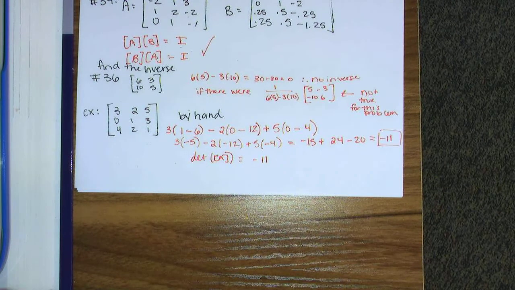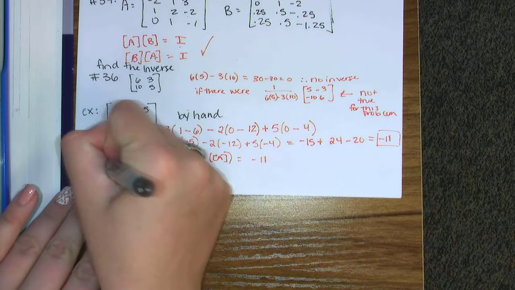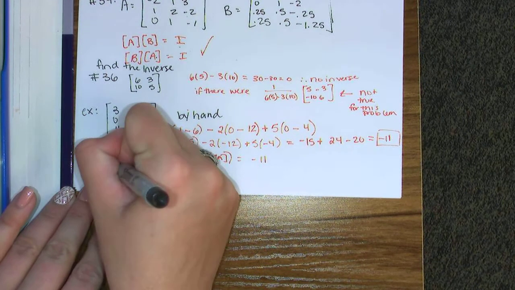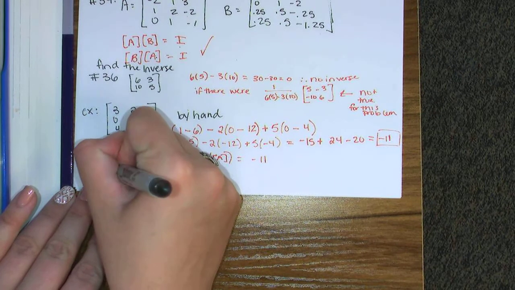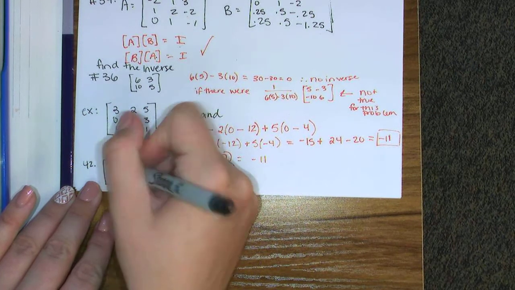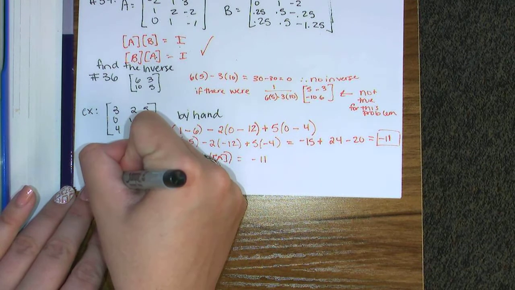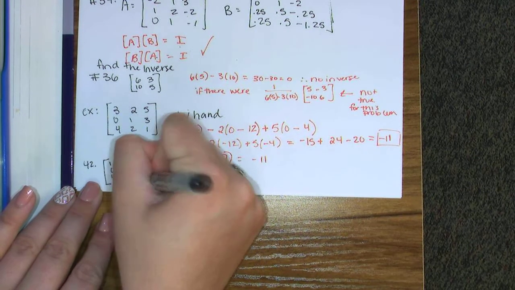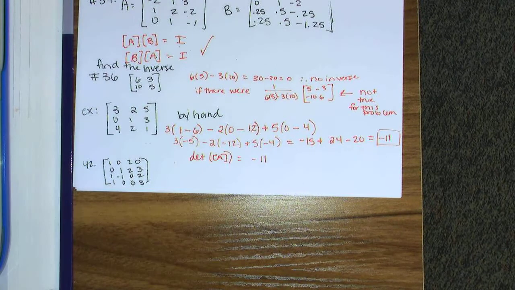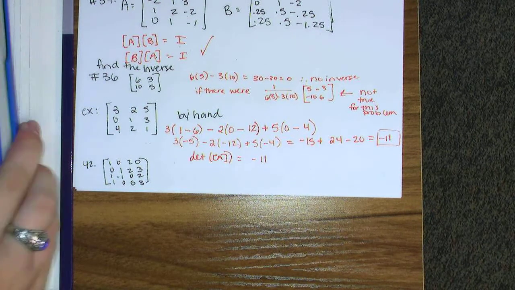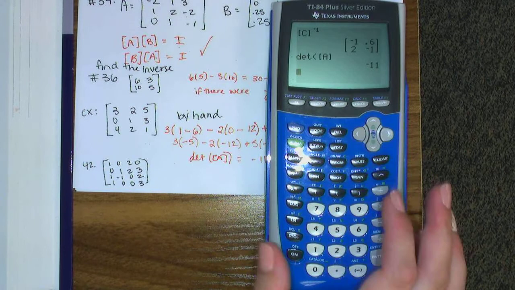So just to show you, number 42, you don't actually have one that's this hard, but number 42, the matrix is 1, 0, 2, 0, 0, 1, 2, 3, 1, negative 1, 0, 2, and then 1, 0, 0, 3. So I'm going to type this in, and I'll show you what the determinant of that is, just so you can do another one on your calculator.